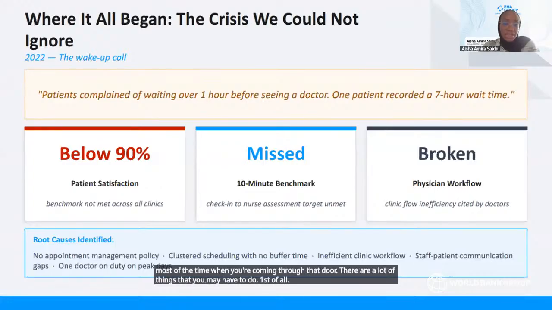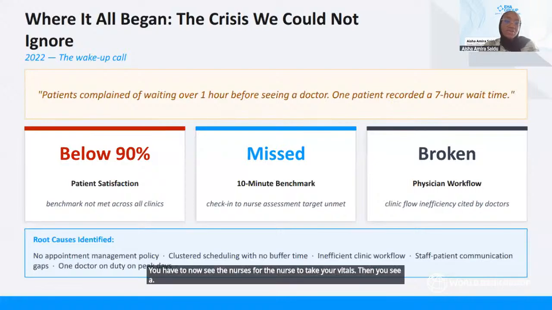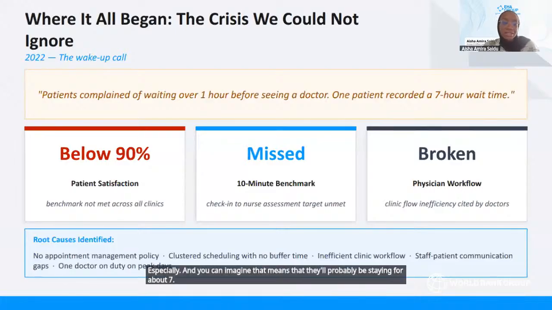First of all, you have to check in. You have to see the nurses for the nurse to take your vitals. Then you see a doctor. Sometimes you have to go through the lab. You go through the pharmacy, and then you still come back and pay your bills. So we can imagine how much of a headache it was for our patients, where they had to wait over an hour to just see the doctor, especially. And you can imagine that means they'll probably be staying for about 7 hours in our clinic. And we understood that this was a major crisis for us, and we had to do something.